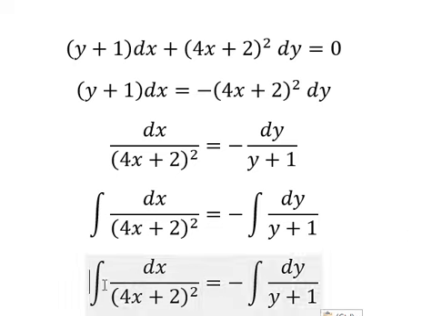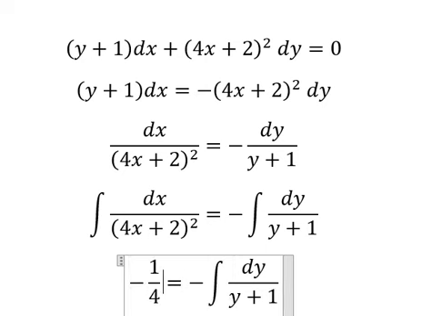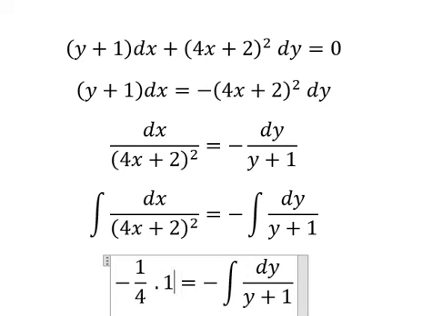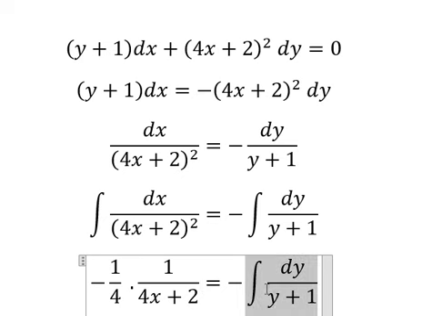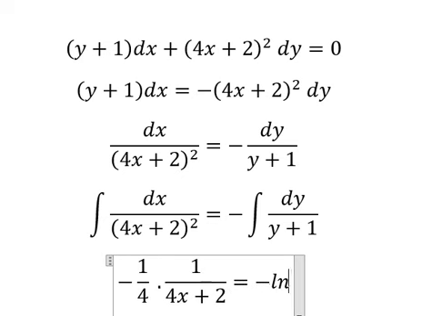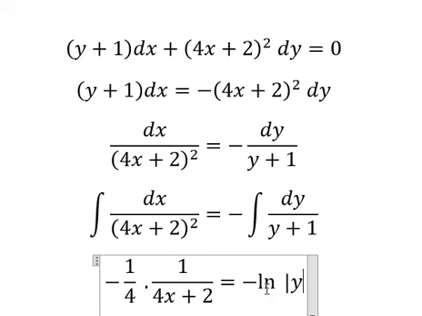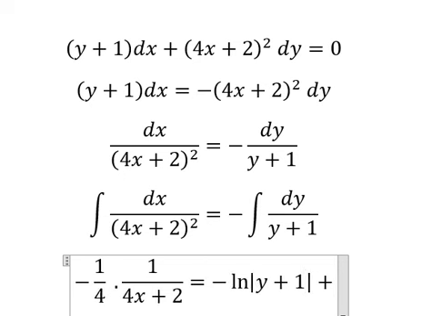Next, the integration of this one, we have negative 1 over 4 multiplied by 1 over 4x plus 2. This one is about ln of the absolute value of y plus 1, and I will put plus c.